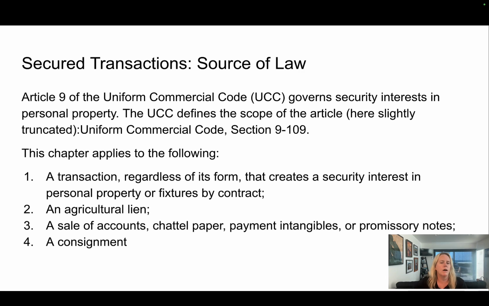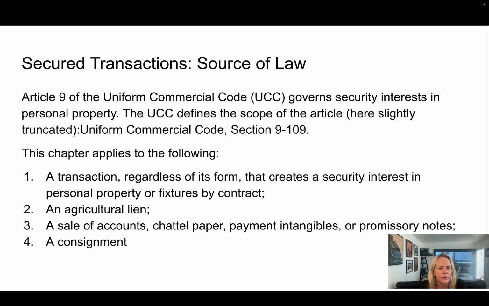So where does the law that governs secured transactions come from? Well, it comes from Article 9 of the UCC, which governs secured interests in personal property. And that applies to a transaction that creates a security interest in personal property, fixtures, or by contract. Fixtures are generally items that are attached to a piece of property. So for example, your toilet in your house is a fixture. Your hot water heater is a fixture. Anything attached to the property is a fixture.